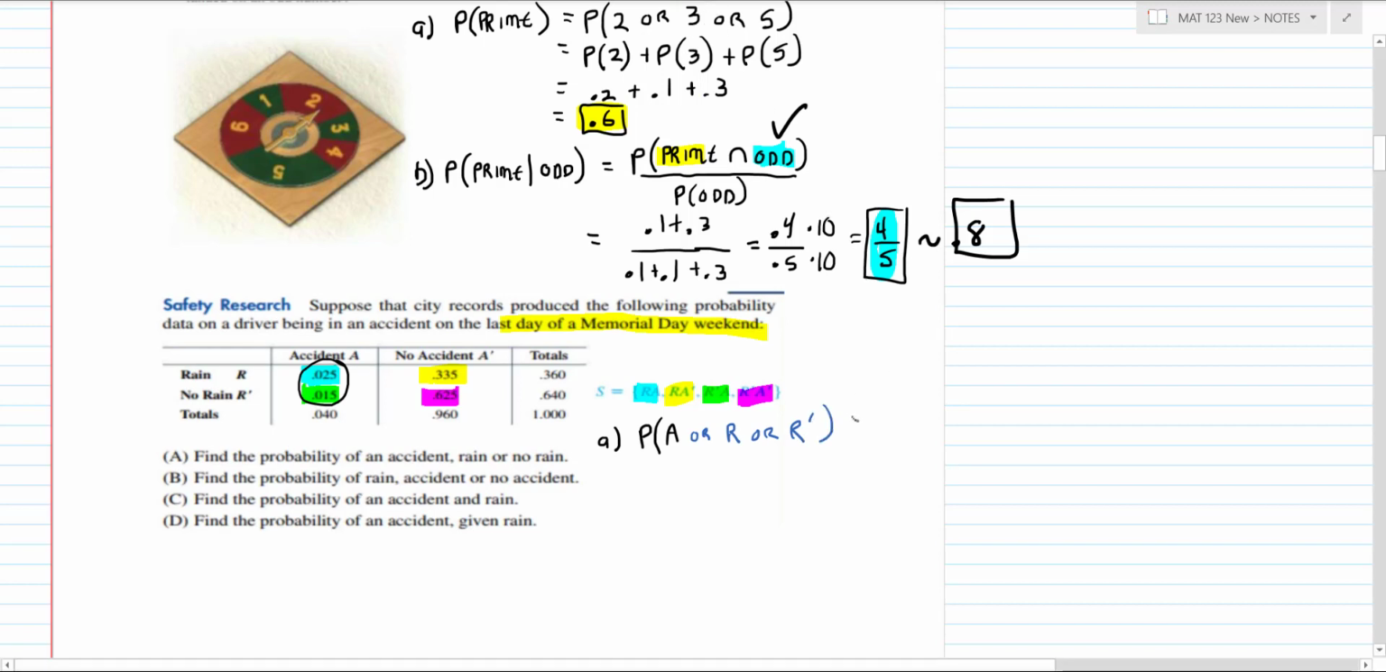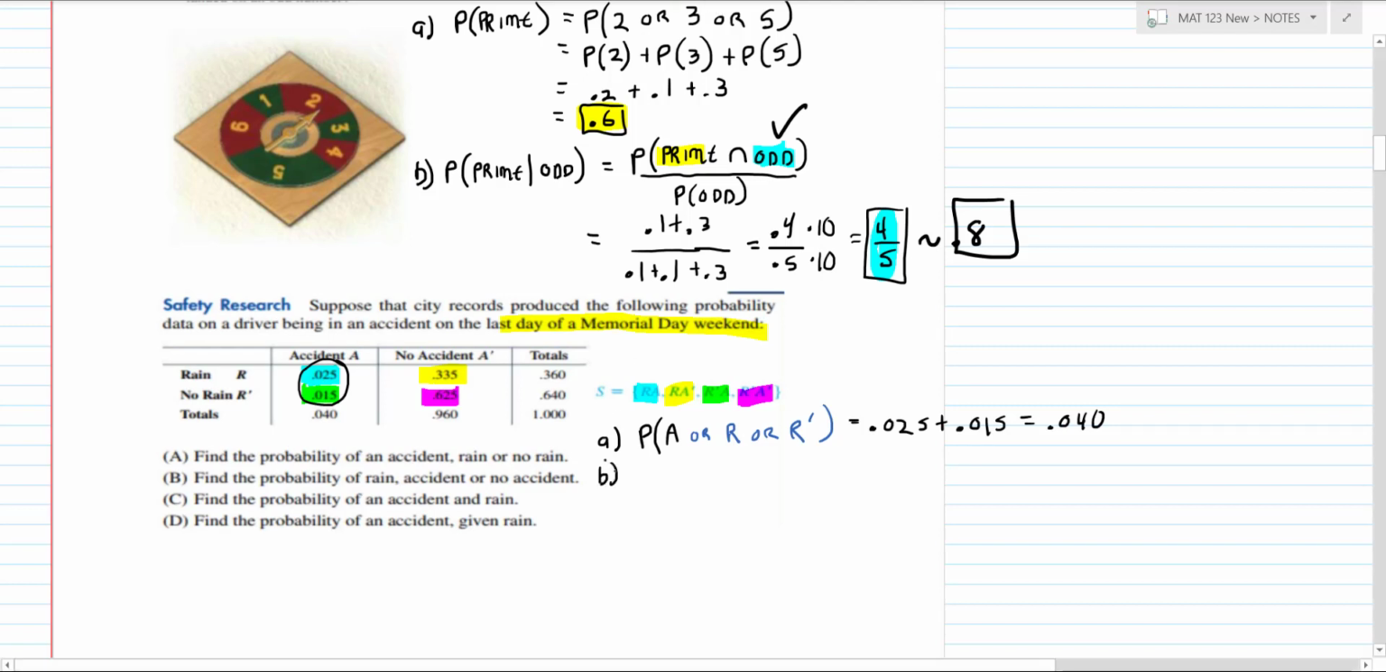So the way you would do that is just add up those two probabilities. You'd have 0.025 plus 0.015, so that would be a total of 0.040. That's what this is saying, is that's the probability of being in an accident regardless of whether it rains or not. So that's what that one is saying.